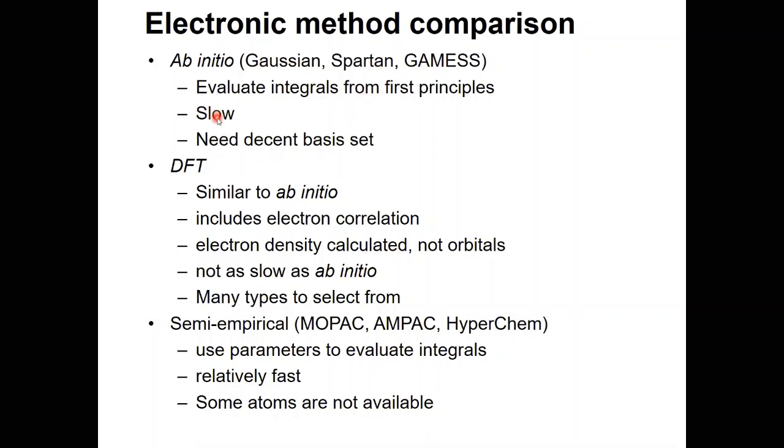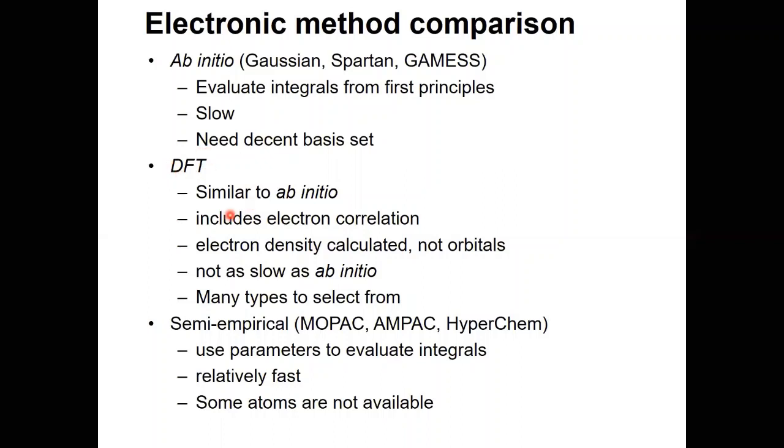They are quite slow and they need a decent basis set to get a good result. But the result obtained from ab initio needs electron correlation later. The energy is not good, it needs to be correlated. So you need to do an extra step using MP2, coupled cluster, or whatever.